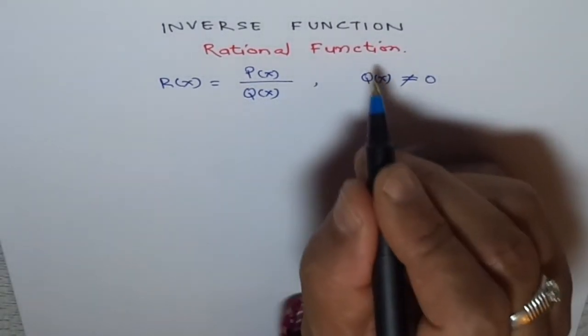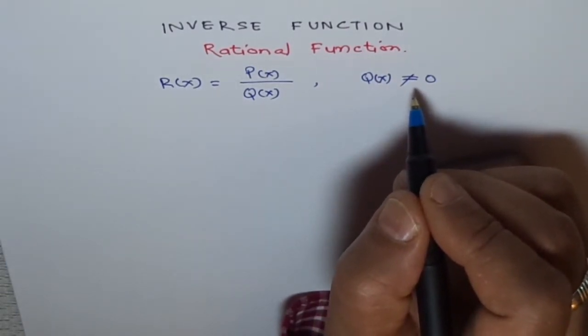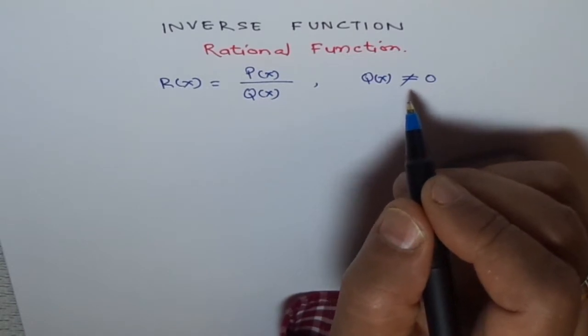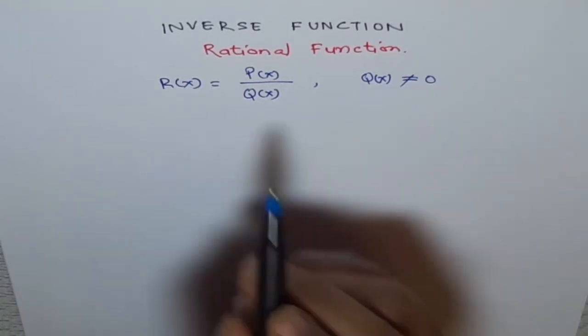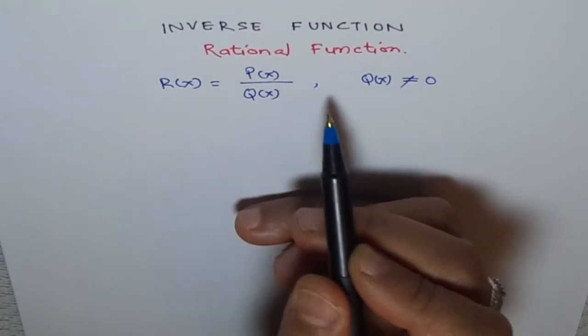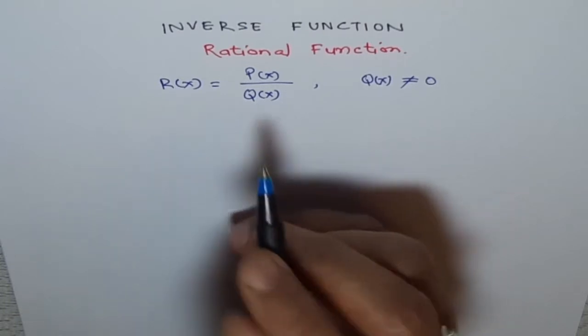So, rational functions will always have a restriction. Sometimes they may not have, but most of the time they will have a restriction. So, whenever we are given a rational function, the first thing is to find what the restriction is. The easiest way to do it is to take the denominator, equate it to 0, and that point which makes it 0 is not in the domain of our rational function.